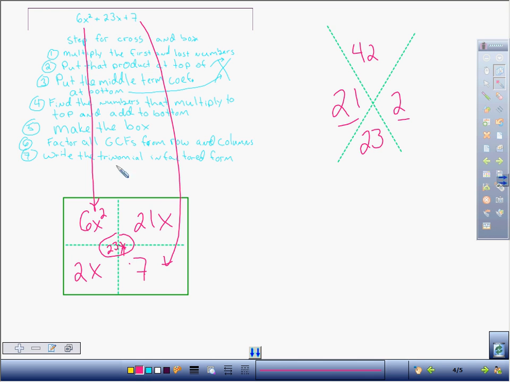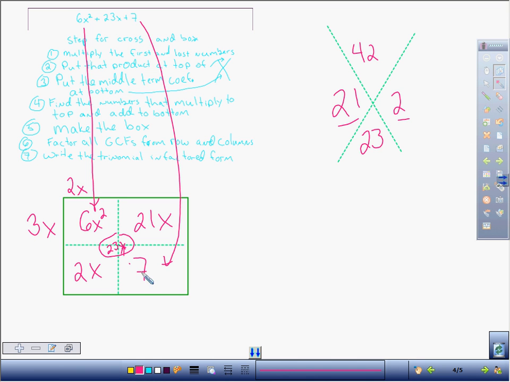So now I'm going to factor all the GCFs from rows and columns. What goes into both 6x squared and 21x? What goes into both 6 and 21? 3. Okay? What goes into both x squared and x? X, right? What goes into 6x squared and 2x? 2x, okay?